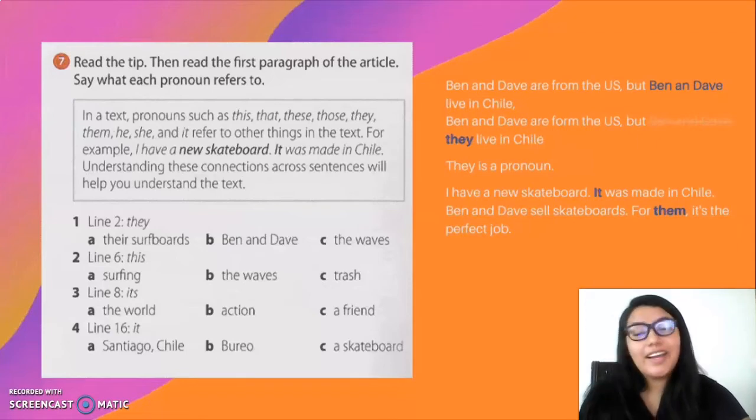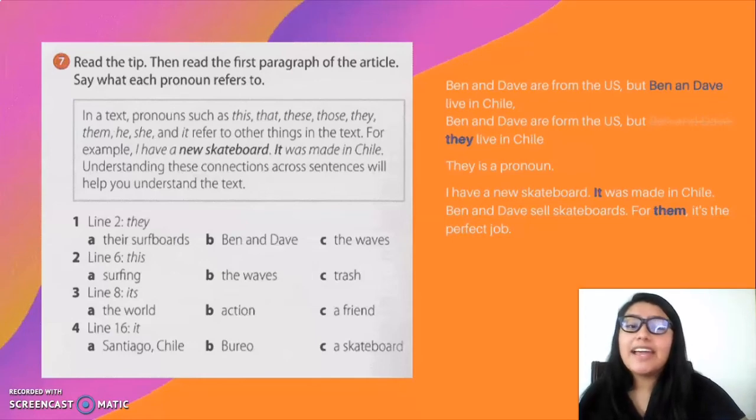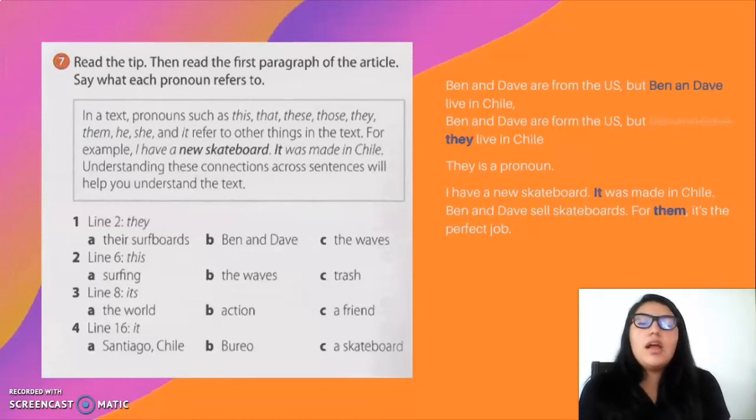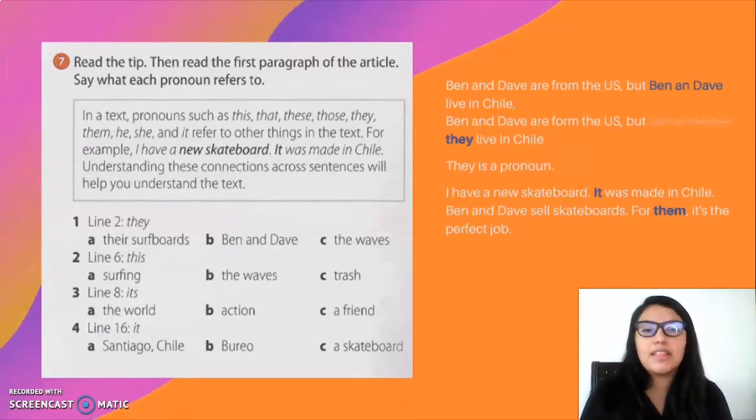No? Okay. A pronoun is a word that is used in place of a noun or a noun phrase that has already been used. Sorry. I have some examples over here and I'm going to read them. It says, Ben and Dave are from the US, but Ben and Dave live in Chile.